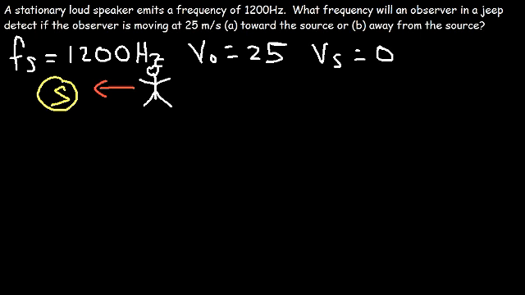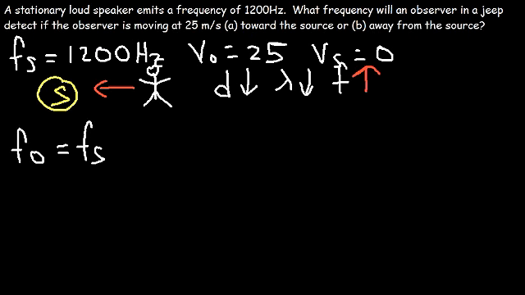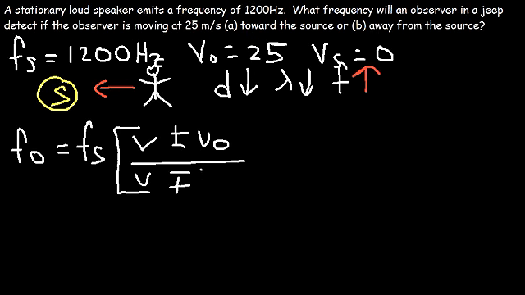If the observer moves towards the source, the distance is decreasing, which means the wavelength will decrease, and therefore the frequency detected by the observer should increase. It should be higher than the frequency of the source. So let's write the equation. It's going to be V plus or minus VO divided by V minus plus VS. So we don't have to worry about VS. It's 0.